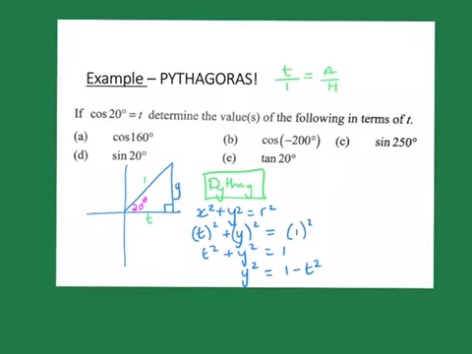And then from that point, I've got a square root. So y is going to be plus or minus the square root of 1 minus t squared. But because we're in the first quadrant, the y value must be positive. Now, because we're working with a binomial here, we can't square root pieces of it. It's got to stay 1 minus t squared.